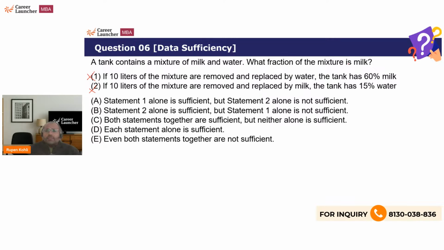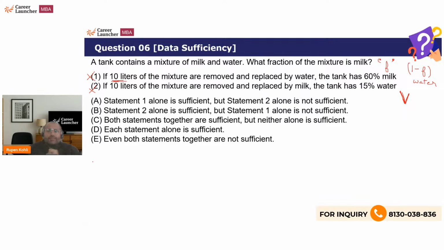Since we're finding the fraction of milk, let's call that fraction f. So if f is the fraction of milk, then 1 minus f is the fraction of water. And we need one more variable, let's call it v, for the total volume of the solution, because clearly we have to work with that, right? Because 10 liters is there.